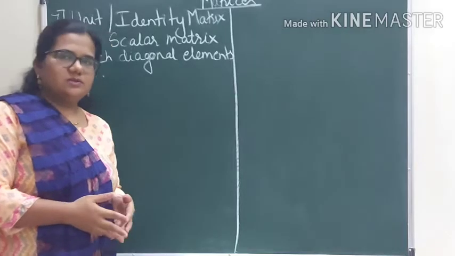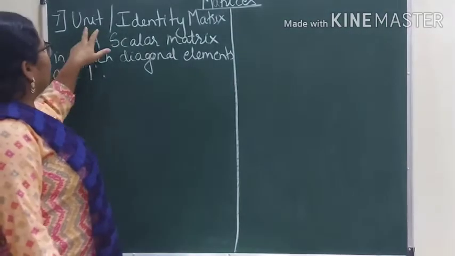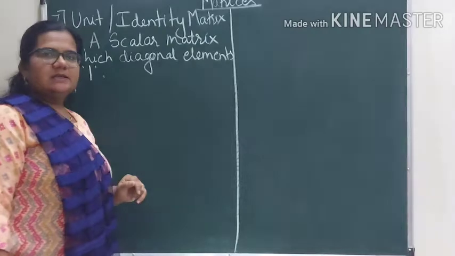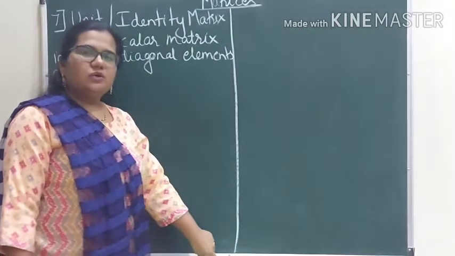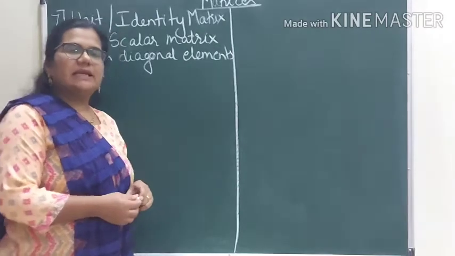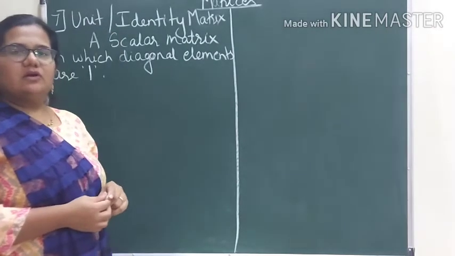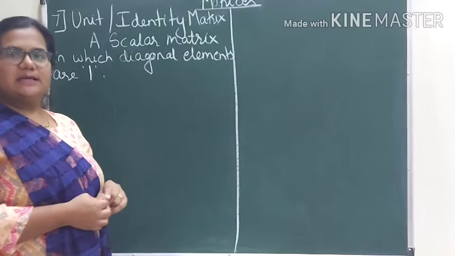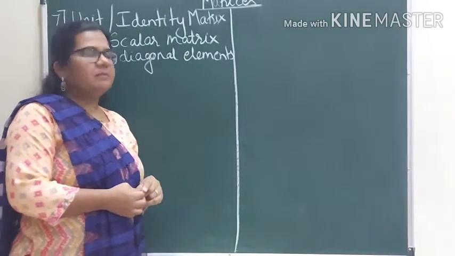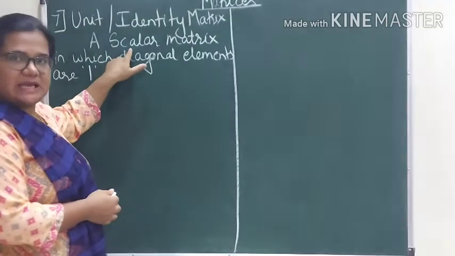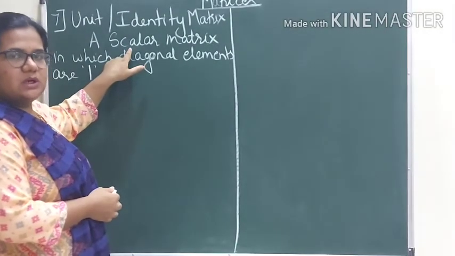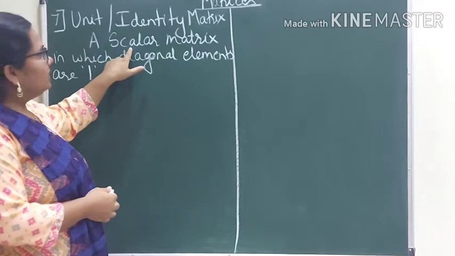Now let us continue with the types of matrices: the unit or identity matrix. So what is a unit or identity matrix? Already you have studied what a scalar matrix is. A scalar matrix is a diagonal matrix in which diagonal elements are equal or same. Here a unit or identity matrix is a scalar matrix. That means what? Scalar matrix means diagonal elements will be the same.